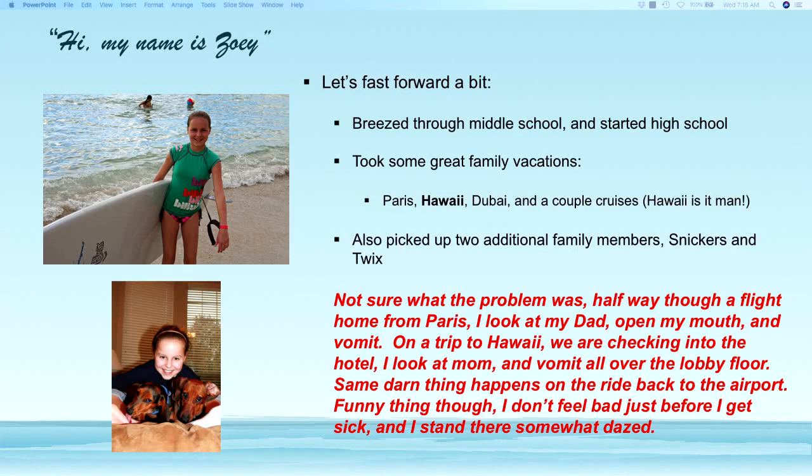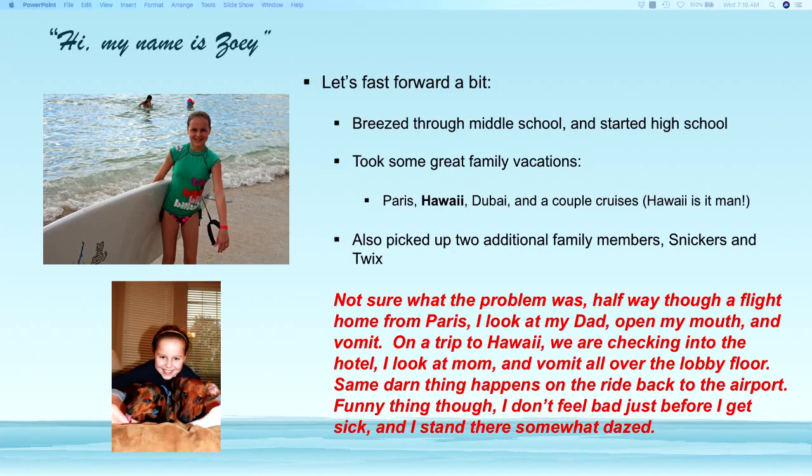Not sure what the problem is, though, but halfway through the flight home from Paris, I'm sitting in an aisle seat across from my dad in another aisle seat, and I just look over at my dad and say, "Dad, I'm going to get sick," and I immediately vomit in the middle of the aisle on the flight home from Paris. Of course, my dad is wondering, "What the hell are you doing? You're almost 16 years old, you're starting to feel nauseous, and you can't get yourself to the restroom at the back of the plane."